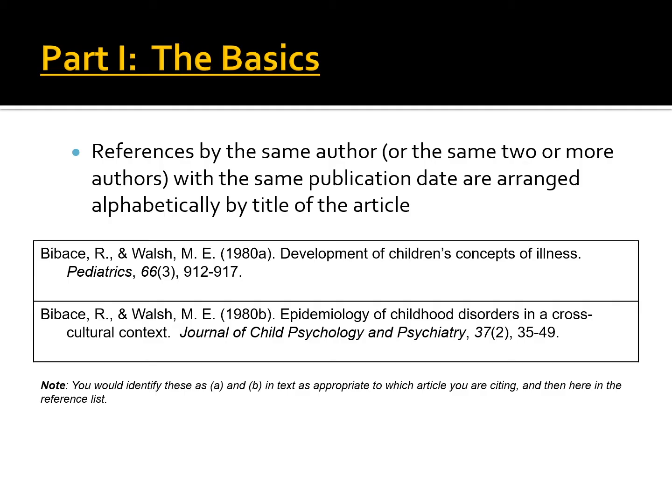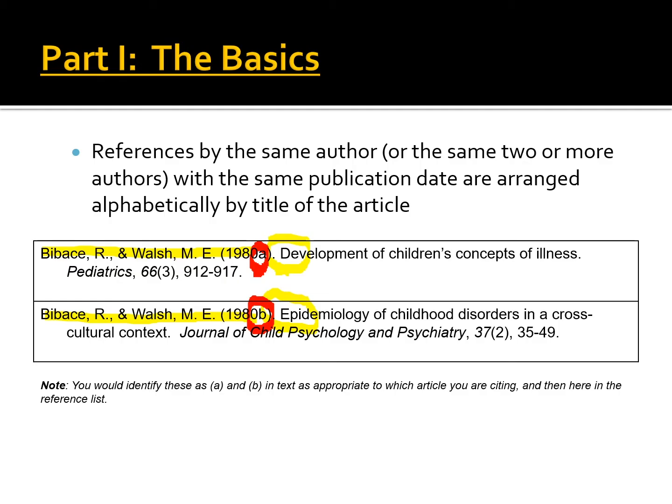References by the same author or the same two or more authors with the same publication date are arranged alphabetically by the title of the article. So, for instance, here we have an example where Babacci and Walsh did two different studies, as you can see, both of them done in 1980. So, how do we decide which one goes first? The one that goes first is the one that has the title that comes first in the alphabet. So D in development comes before E in epidemiology. So these are organized in the reference list in this way so that development comes before epidemiology.